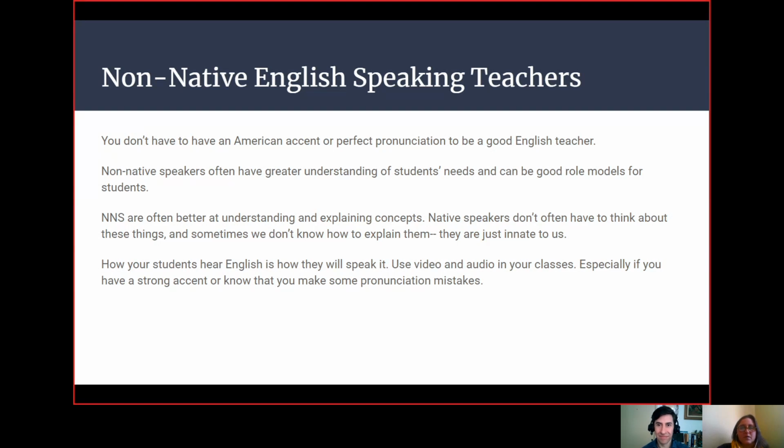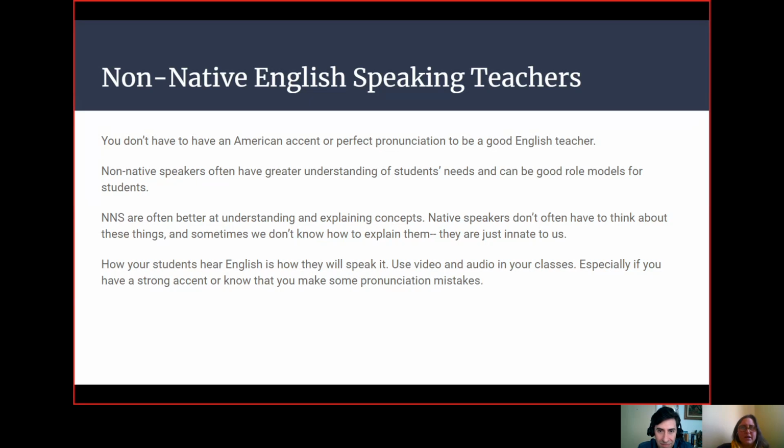They can see the progress that you've made as a non-native speaker, and it's something for them to strive for. Whereas a native English speaker might have or set unrealistic expectations. And the second point with non-native speakers is that they often better understand concepts and can explain them better.